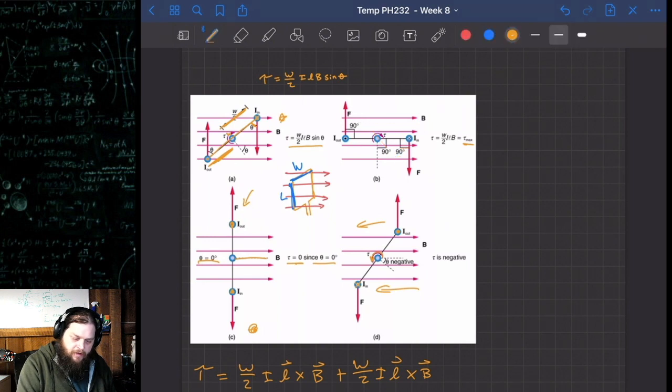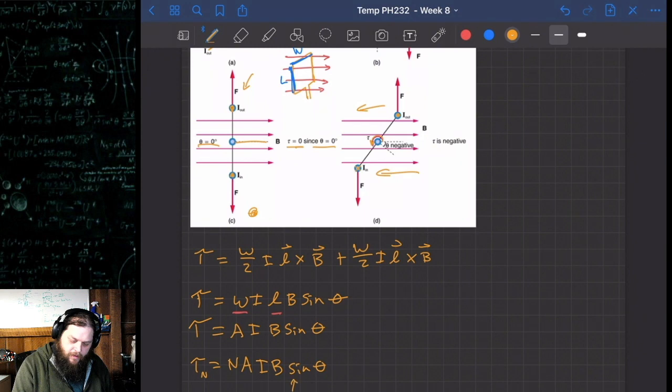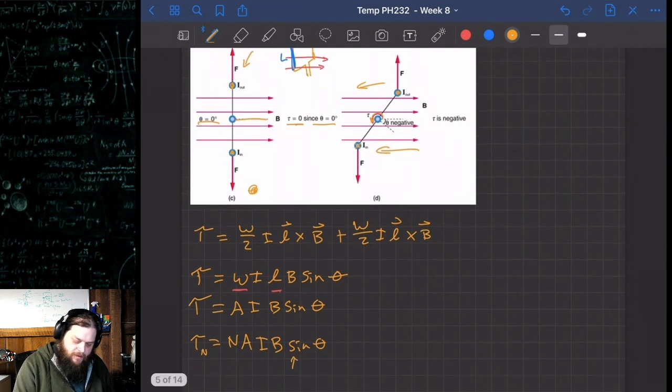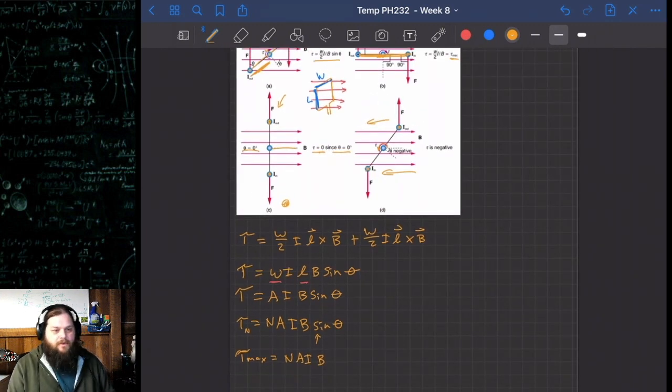And the maximum torque is always going to be, as we had here, when your angle is 90 degrees. So that's always going to be the most amount of torque, because that sine of theta term is going to be 1 at that point. So I can say torque max, I should put a little squiggle in my torque, is equal to NAIB, because sine of theta is equal to 1. And that's where N equals the number of wires in there.